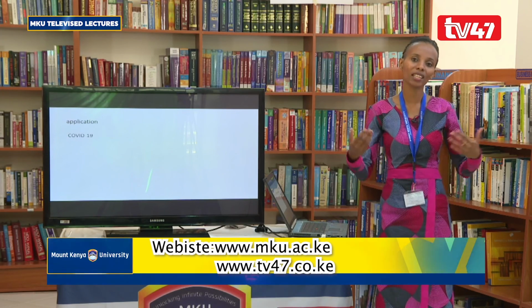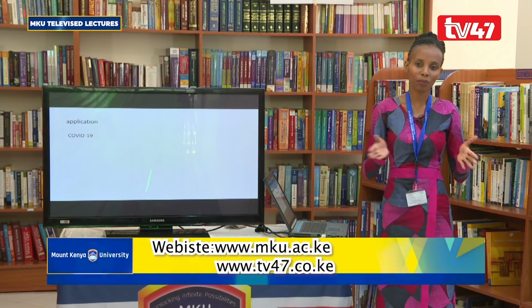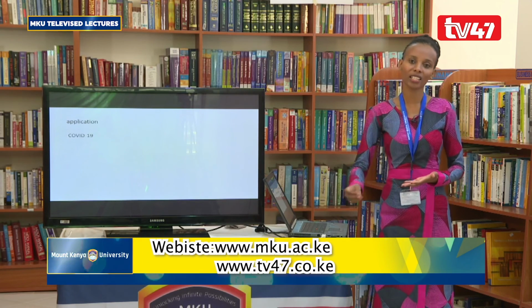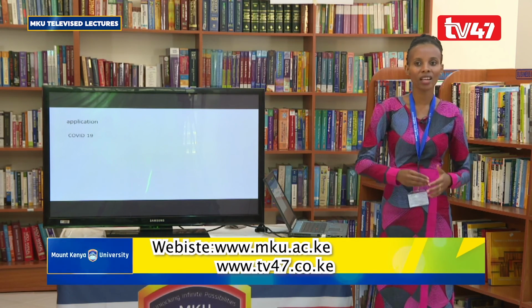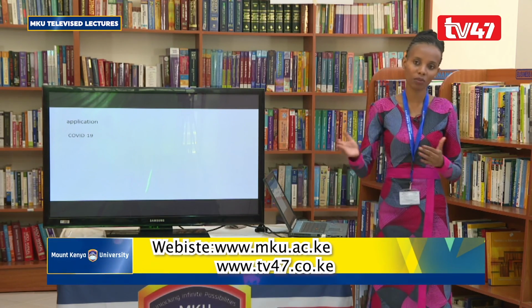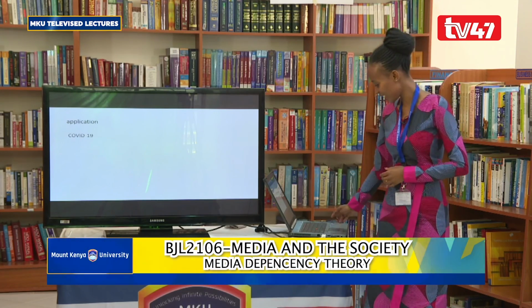And therefore, we can say that the media and the society, they are depending on each other. There is that mutual relationship. For media to survive, there must be the society. And for the society to survive, there must be the media. And therefore, the relationship is mutual. And each party is depending on each other for the purposes of satisfying its need.